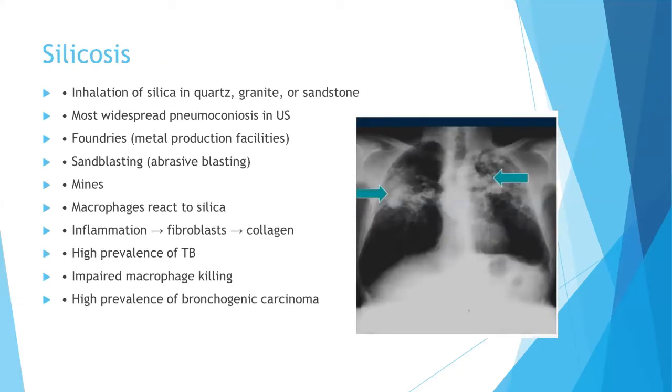Silicosis is when there is inhalation of silica dust, the most widespread pneumoconiosis in the US. Patients who work in metal production facilities, sandblasting industries, and mines are most exposed to silicosis. The macrophages react to silica, and there is inflammation, fibroblast activation, and then collagen deposition. But there is a high prevalence of TB in silicosis patients due to impaired macrophage killing, and there is also a high prevalence of bronchogenic carcinoma.